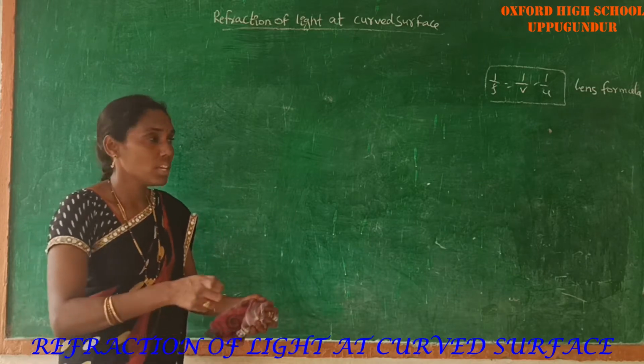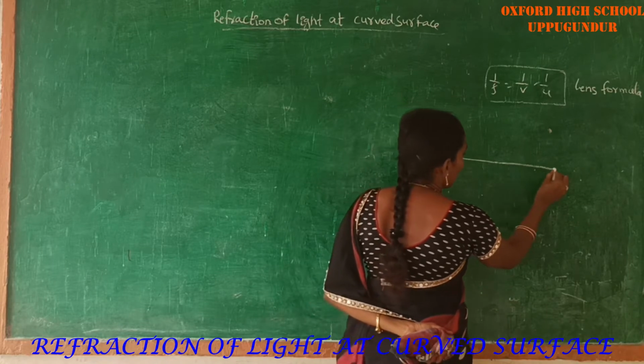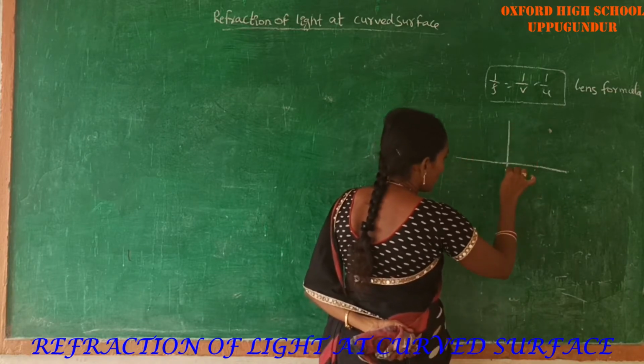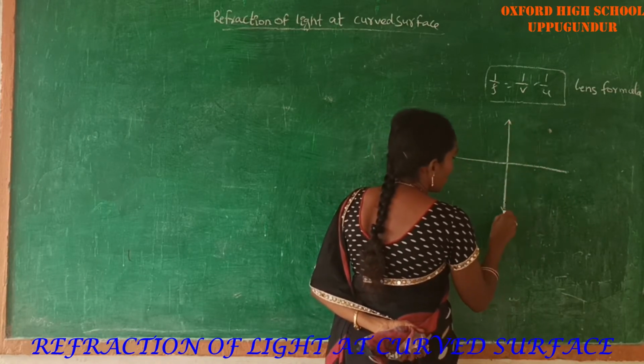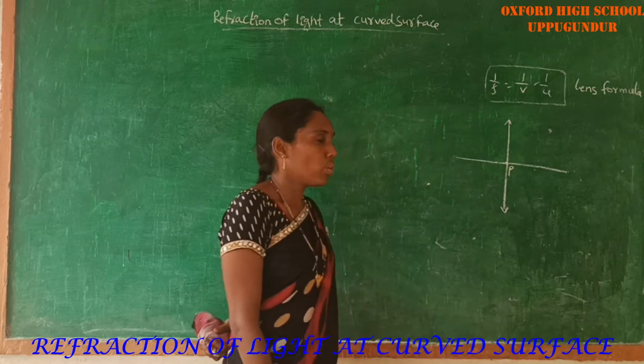1 by v minus 1 by u. Let's look at about here. This is for the principal axis and this is for the convex lens. Now here, the midpoint of the lens should be called the pole.